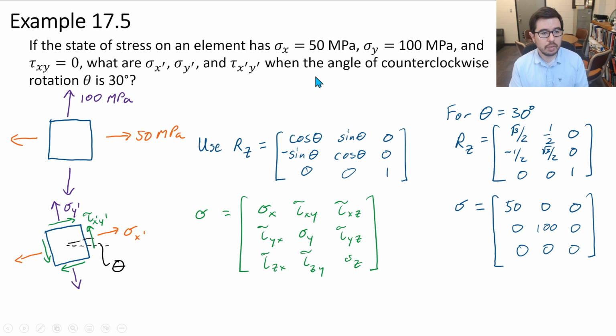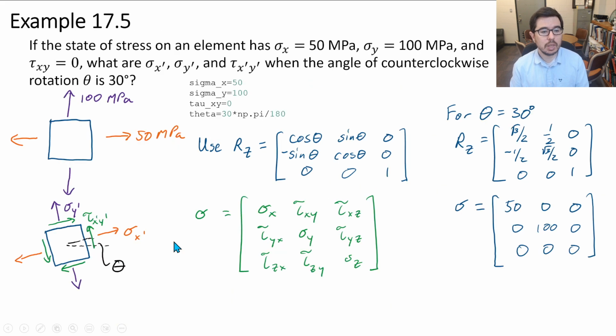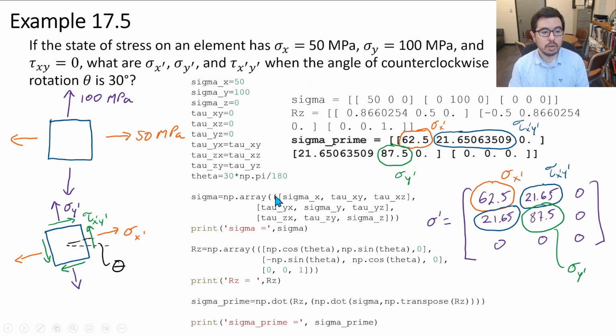Sigma x is equal to 50, sigma y is equal to 100 megapascals, but tau xy and all the other shear stresses are 0. So the rest of the matrix does not have any terms. It's all zeros. So what do we do with this? Well, we can apply the equation that we have here, where it's R times sigma times R transpose. So that is what's in the code.